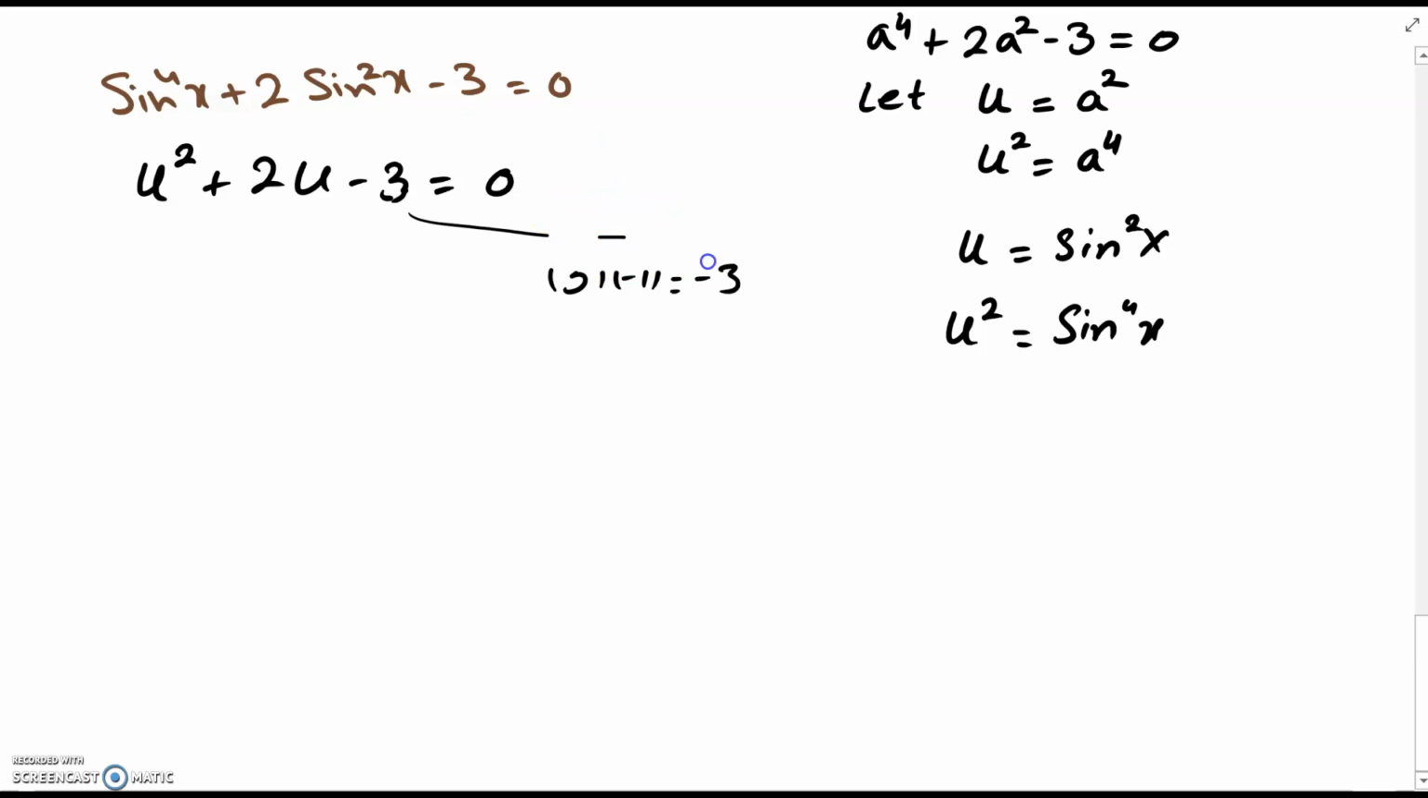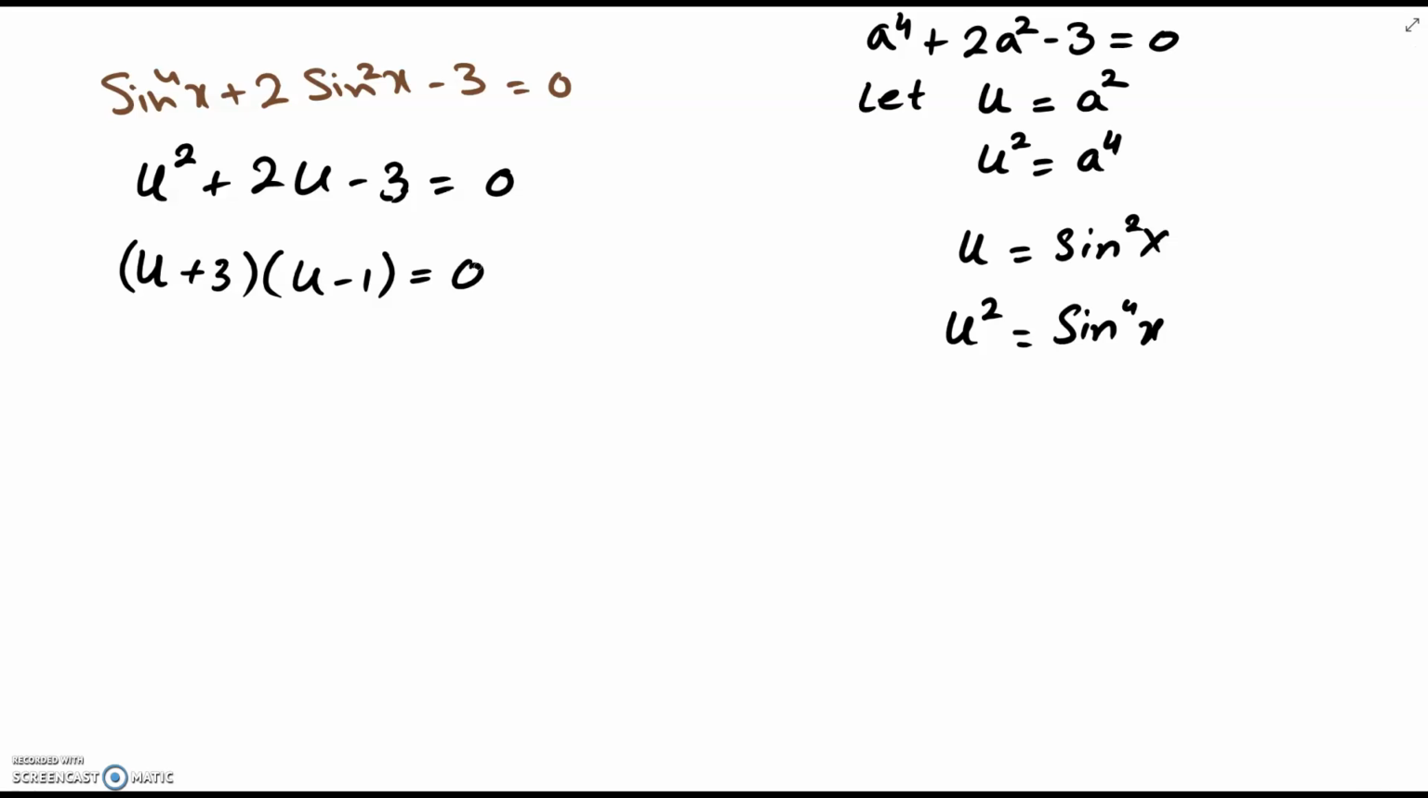Alright, so I'm going to erase these two. We were just making the pairs. Now you don't need to write u squared anymore. You will just write u plus 3 and u minus 1 equals 0. These were the two factors. Now let's bring back the value of u that we supposed. It was sine squared x plus 3 and sine squared x minus 1 equals 0.